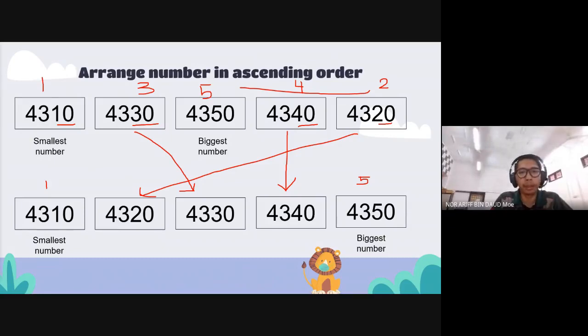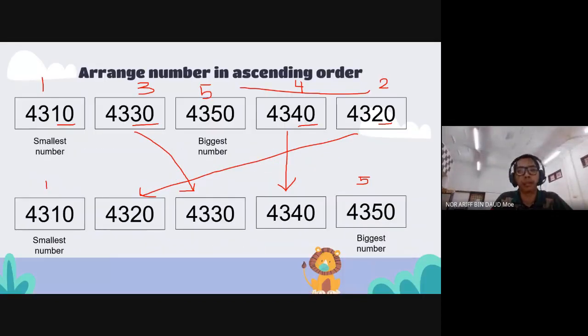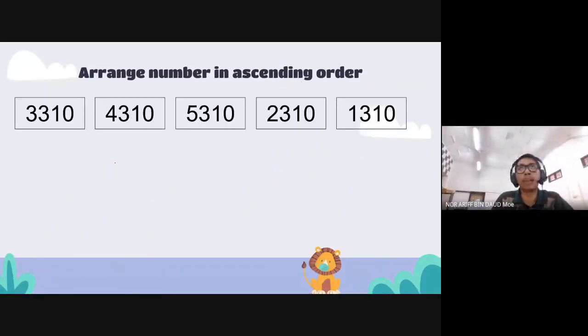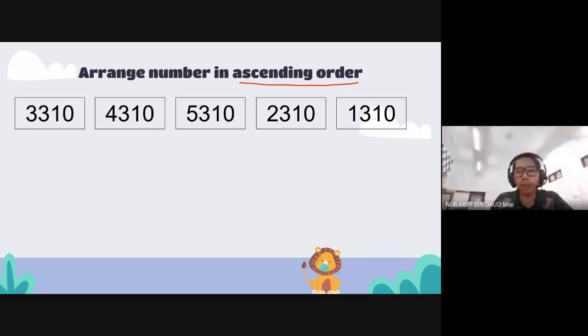Okay, for the next slide, arrange number in ascending order. Ascending order from small to big. I want to ask Sanya. Sanya, can you state me the smallest value first? Where's Sanya? Oh, Sanya pergi toilet. Okay, Nurin. Nurin bagi tahu saya nombor yang paling kecil, Nurin.